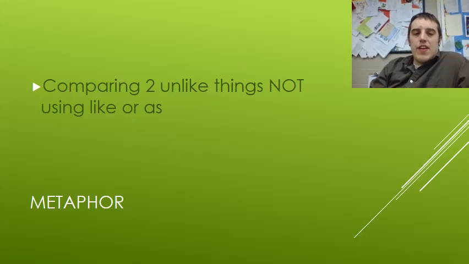A metaphor, on the other hand, is comparing two unlike things not using like or as. Again, you're still comparing two unlike things, but unlike a simile that uses the word like or as, a metaphor does not. So pause the video now and write the definition. Metaphor is comparing two unlike things not using like or as.